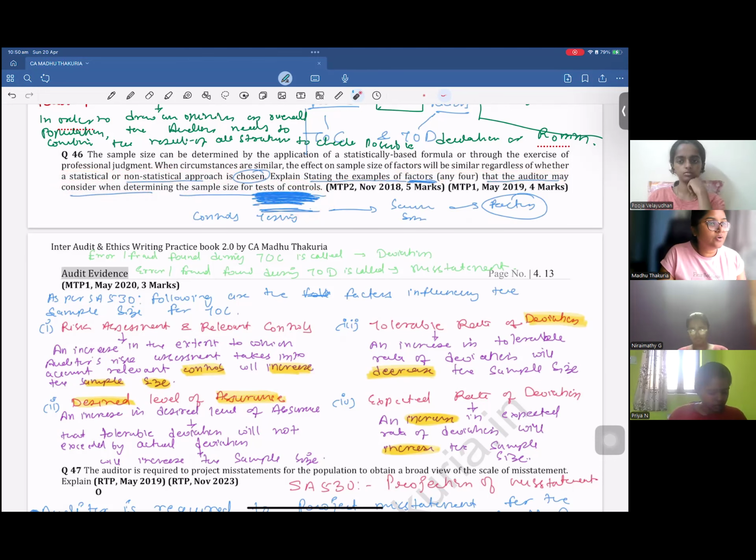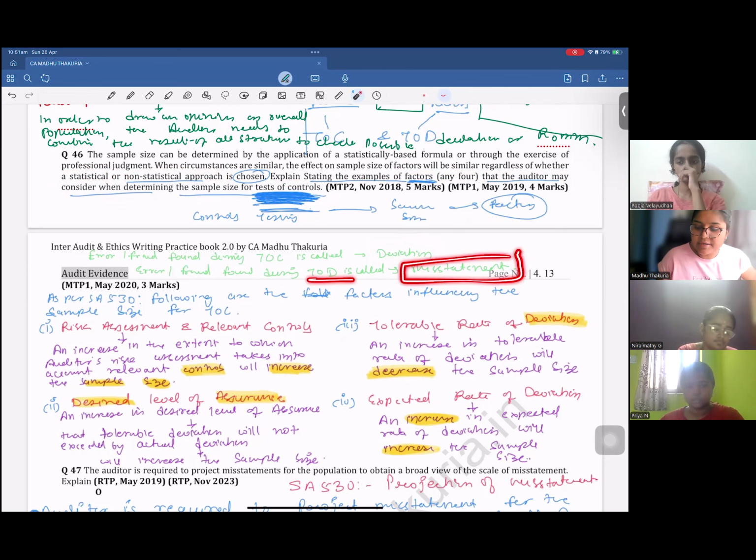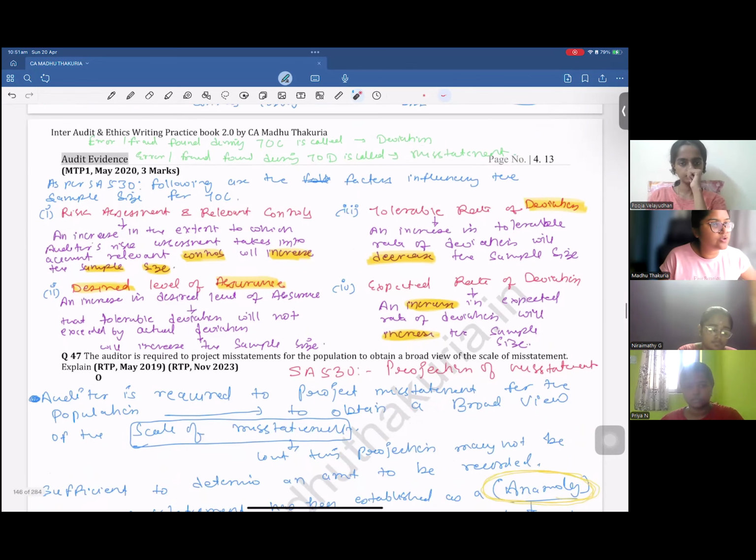Now, for test of control, whenever you apply a certain procedure on test of control and you don't see the result as you have expected, you will call it a deviation. Whereas when you find the error or fraud during the test of detail, you call it a misstatement. So the wordings in your answer also change. Here are four factors you have to consider for the sample size of test of controls.